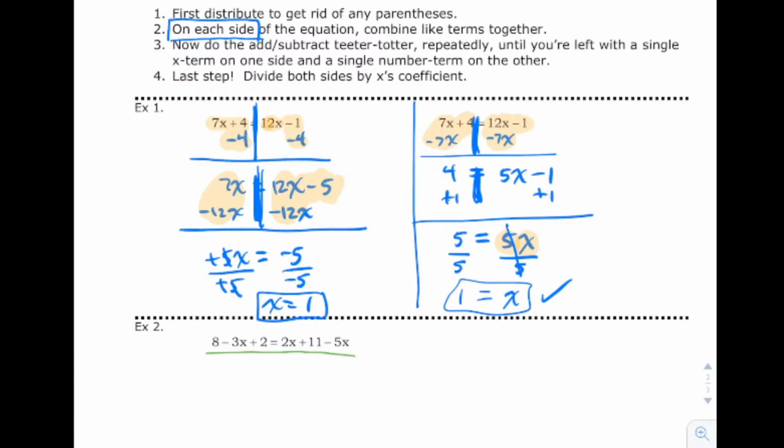Step 1. Do we have any parentheses? No, we don't have any parentheses. We don't even have to do step 1. Well, that's cool. Step 2, on each side, which means I look over here and then I look over here. Look at each side separately.